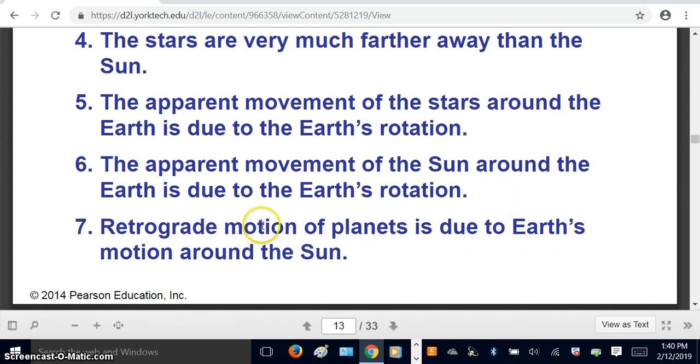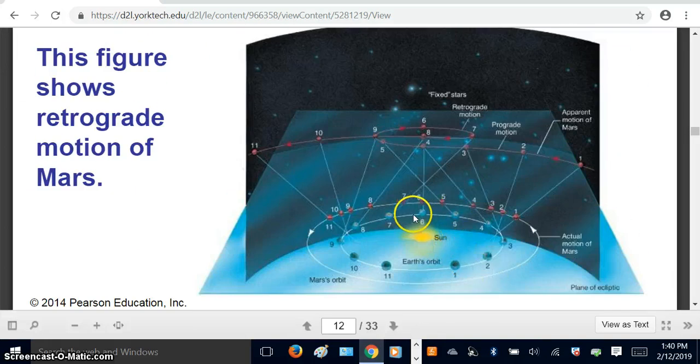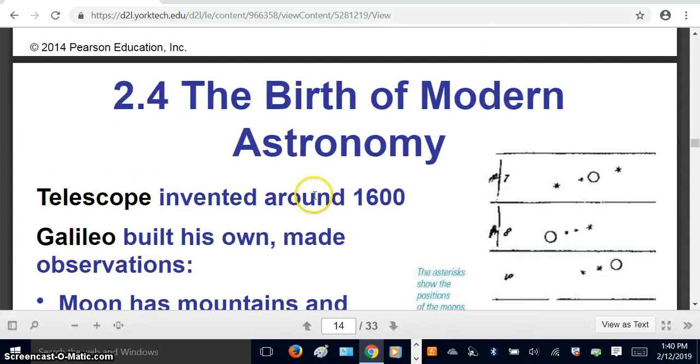All right, so again, retrograde motion is just due to the Earth's motion around the sun. This picture is kind of showing it: it would appear as though the planet starts to move backwards as the Earth overtakes the planet in its motion. All right, so that's how Copernicus set this up.